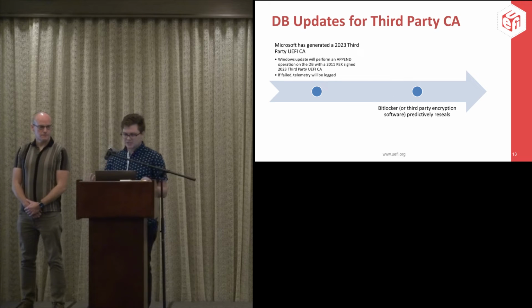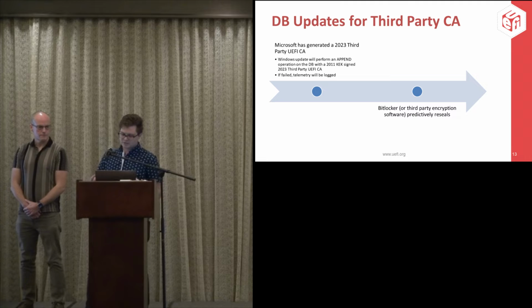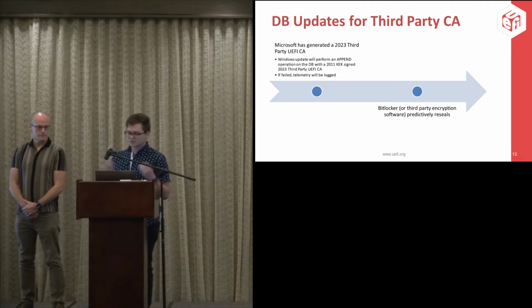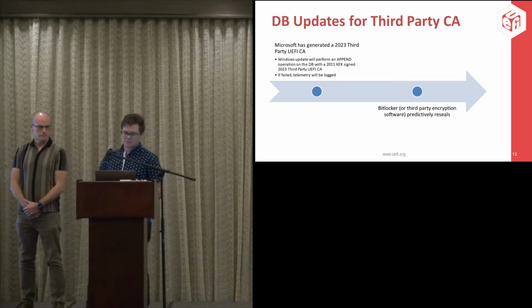So there's also going to be a DB update for the third-party CA. We've already generated a 2023 production UEFI CA. We're also talking about generating other certificates. But right now, Windows Update will perform an append operation on the DB with a 2011 KEK signed 2023 third-party UEFI CA. Again, if it fails, we're going to log telemetry so we can work with that OEM to figure out why it's failing. And then we're going to predictably reseal.